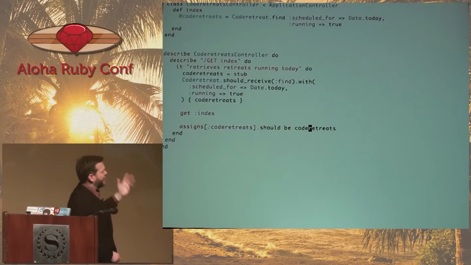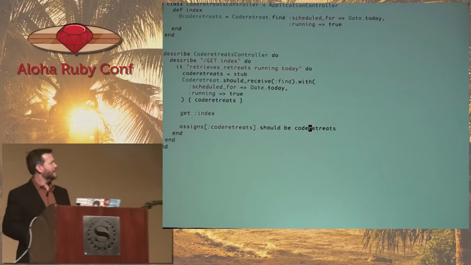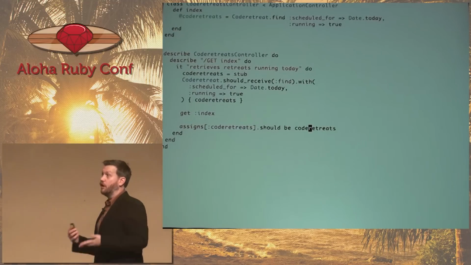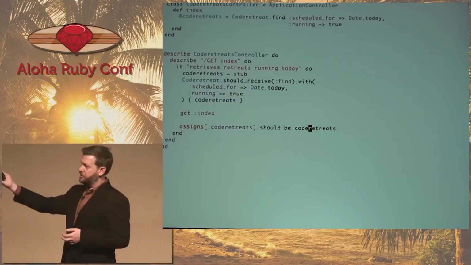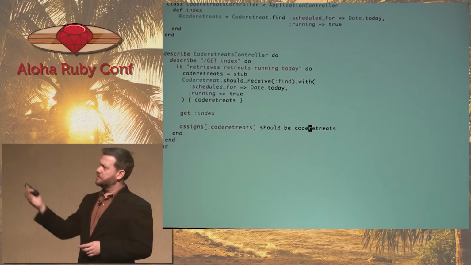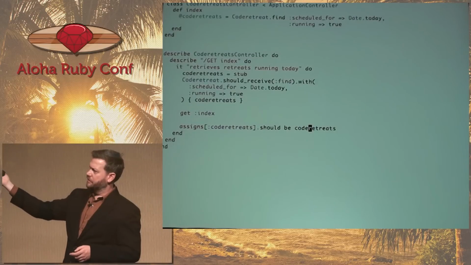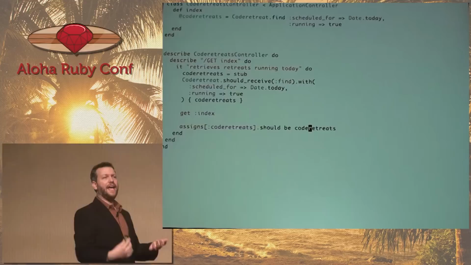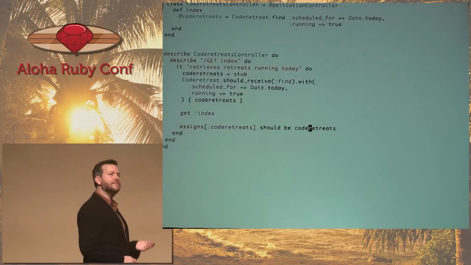So, I'm looking at it. I have an index. I'm passing it over. I do a find on my model. I pass in the hash. What's it scheduled for? Is it running? And I write a test. Retrieves the running today. Create a stub. Should receive find. Schedule. There's my hash. This is a pain. And this is a very common one.